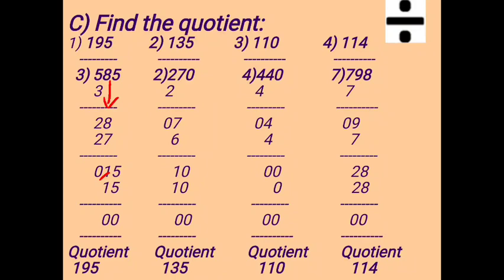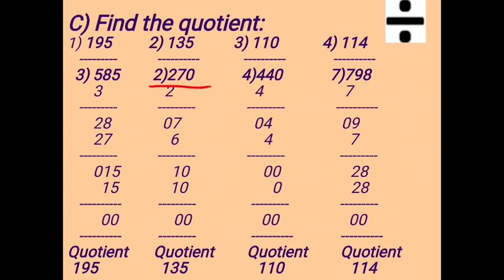Now you know we have to bring down the next number, that is 5. Another new number is formed, that is 15. Now again you have to check in the 3 table where there is 15. That is 3 fives are 15. Then again subtract it. You will get the remainder as 0 and your quotient is 195. And here you have to write down quotient is equal to 195. Next one.